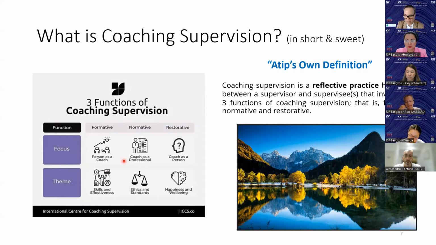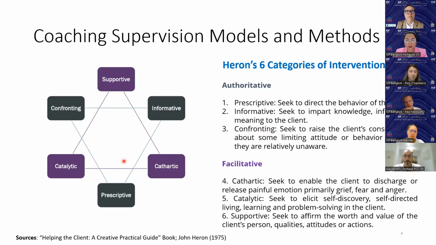I hope you're clear about the definition and the function of supervision. Then we move on to the models. This is called the Heron 6 model that I will use in my supervision demo also. It differentiates into 2 main approaches: authoritative and facilitative. Authoritative has 3 interventions under it, which are called prescriptive, informative, and confronting.